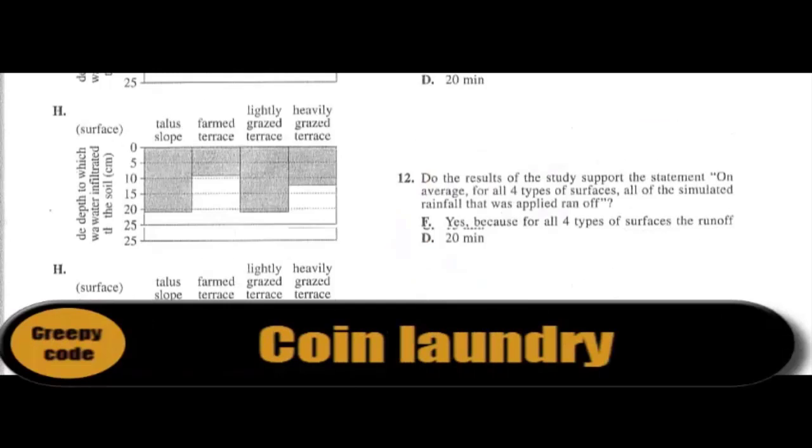So first things first, we can go ahead and cross out answer choices that say yes, because all of the rainfall did not run off. So that means the yeses can be crossed out. Let's take a look at answer choice H and J. H says no. We're on track so far, but here's what it says: because for all four types of surfaces, the runoff rate was greater than 75.